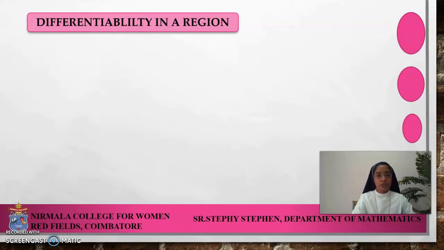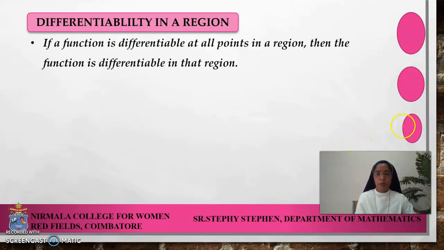The next is differentiability in a region. The earlier definition was differentiability at a point. Here I am going to say differentiability in a region. What is the difference between these two? Let me consider a region. The point z0 is here. If it satisfies the above three conditions that we saw in the earlier definition, then we say that the function f is differentiable at this point z0. Now there are many other points in this region, and if the function f is differentiable at all these points, then we say the function is differentiable in that region.